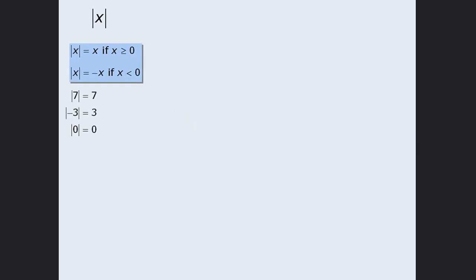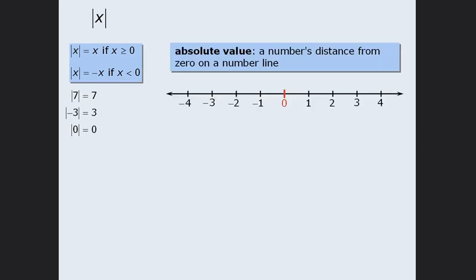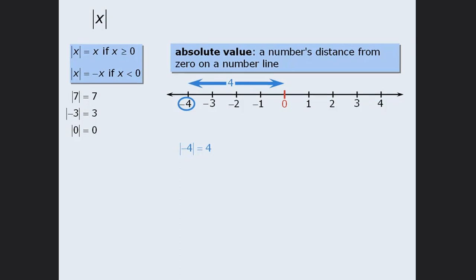Another way to define the absolute value of a number is to say that it is the number's distance from 0 on the number line. So, for example, to determine the absolute value of negative 4, we notice that negative 4 is 4 units away from 0 on the number line. As such, the absolute value of negative 4 is equal to 4.